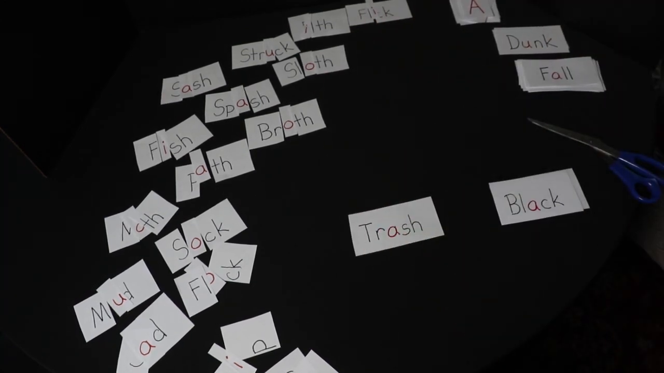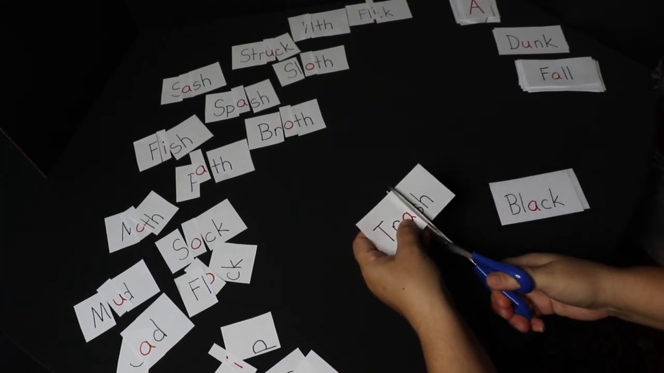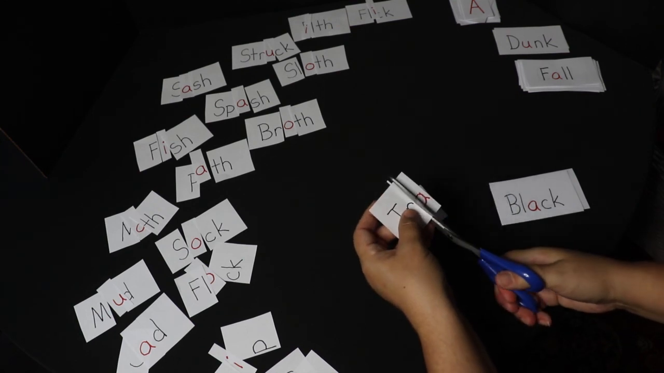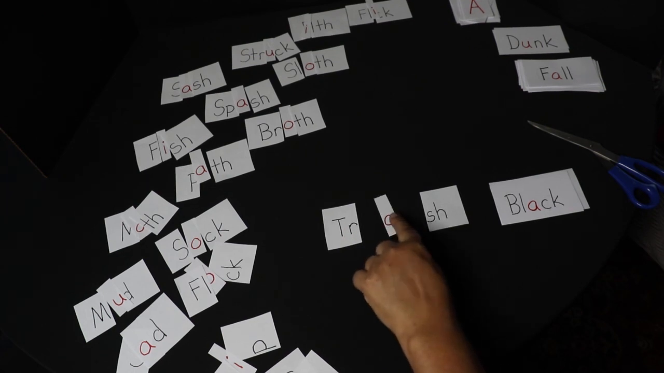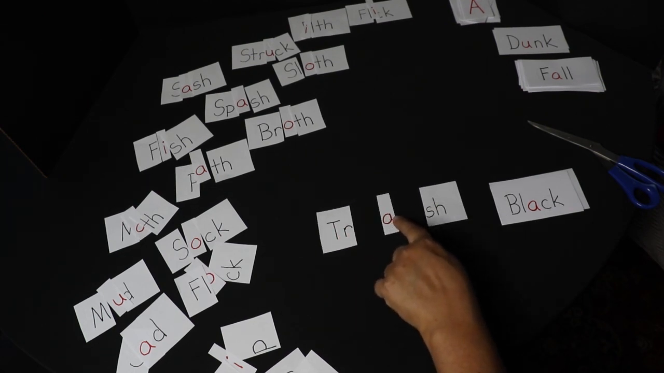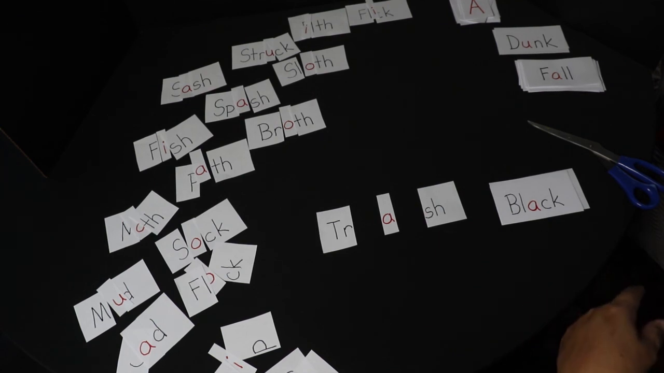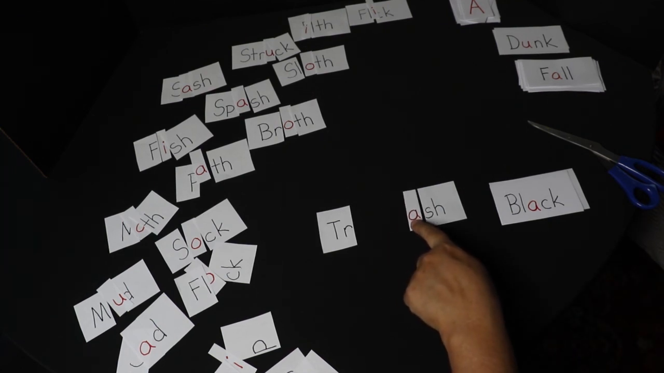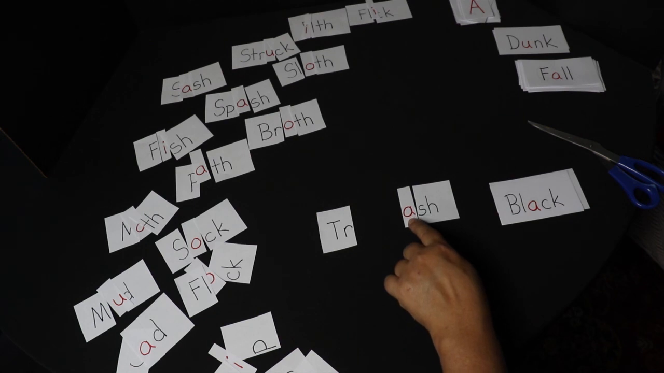Next word. Let's cut out the vowel and separate it. Okay. Which direction does the A need to go? Left or right? We know it goes to the right. We always want to try the right first. Now that it's closed in, it makes its ah sound.